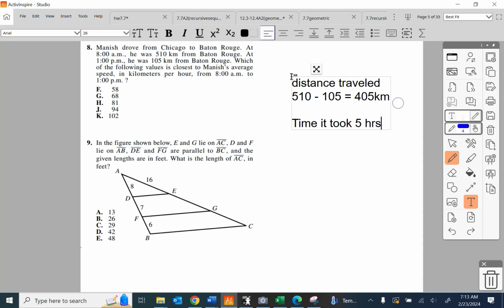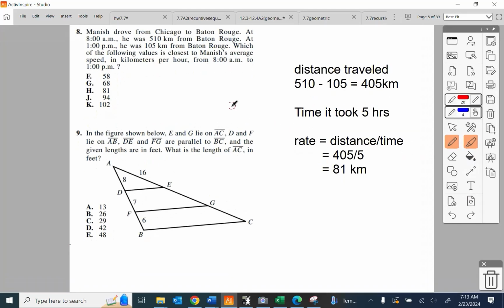That's what it took, 5 hours. So speed or rate is pretty simple. It's the distance over the time. So it's got to be 405 over 5. Whatever, you're going to push buttons on that, but it's going to be 81. And that is kilometers per hour, not miles per hour. He's not traveling 81 miles per hour. He's actually moving fairly slow. 81 kilometers per hour is not much compared to our miles per hour.